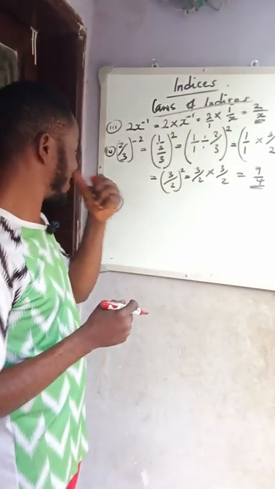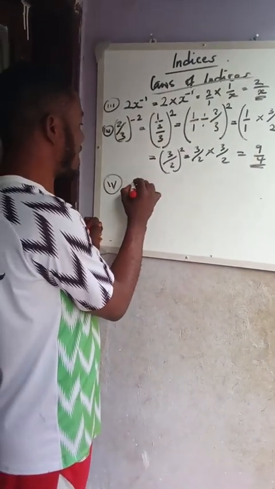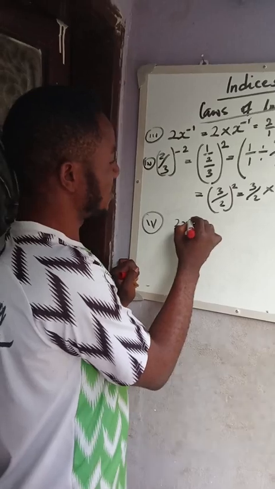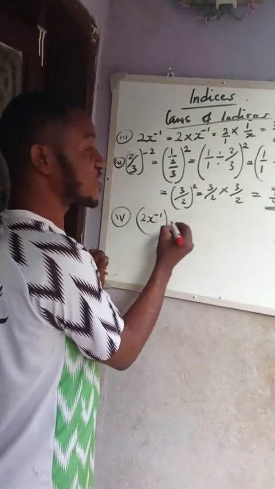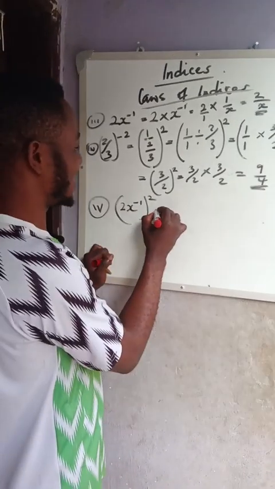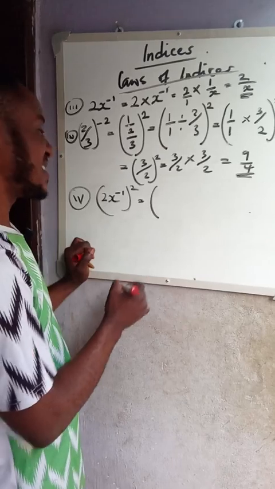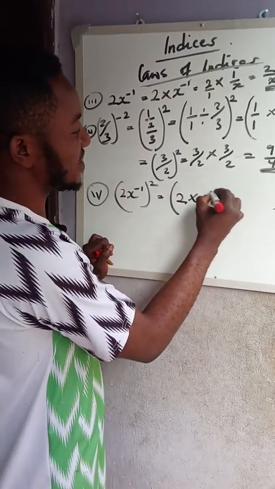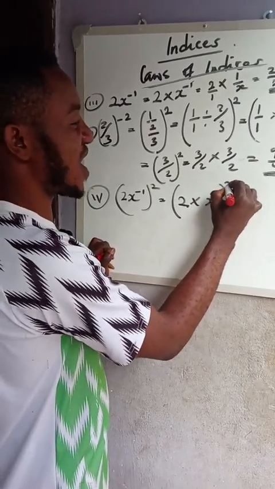So for the number 5 example we're taking, let me say I have 2x raised to the power minus 1, all raised to the power 2. What will the answer be? Very good question. This is now equal to, now you put a large bracket. Now this one becomes 2, are we together? Yes, times x minus 1. We put this raised to the power 2.